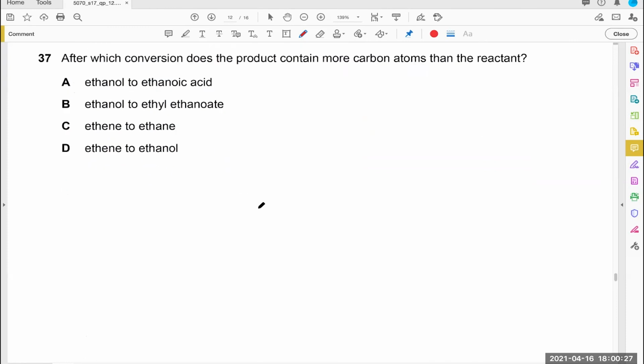After which conversion does the product contain more carbon atoms than the reactants? Okay. Let's look at the names. Ethanol will have 2, ethanoic will have 2. Same. Ethanol has 2, ethyl has 2, ethanoate has 2, total 4. So 2 to 4. So this is the answer. Ethene to ethane, 2 to 2. Ethene to ethanol, 2 to 2. So B is the answer.